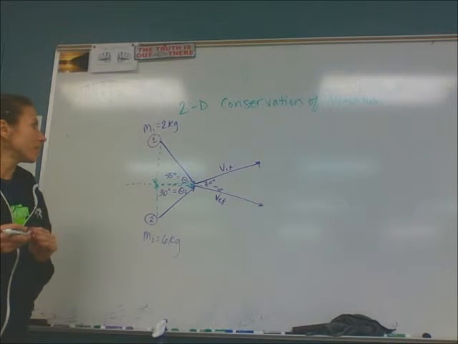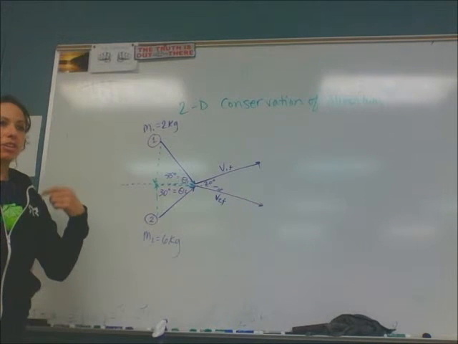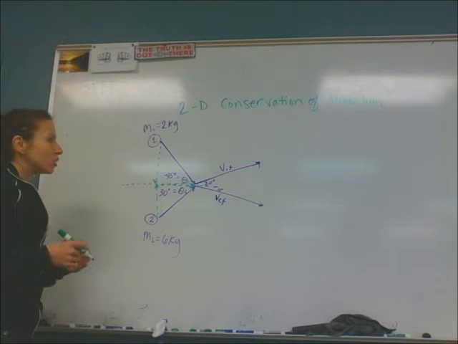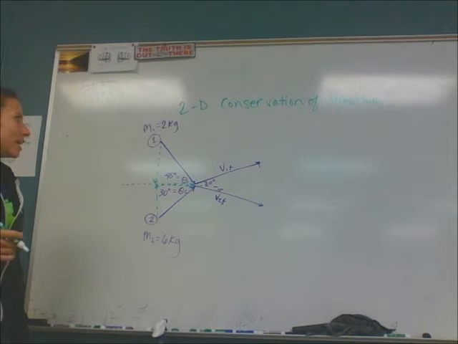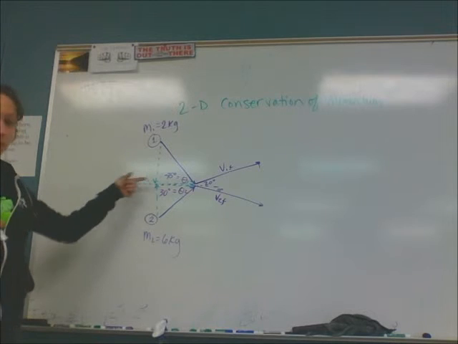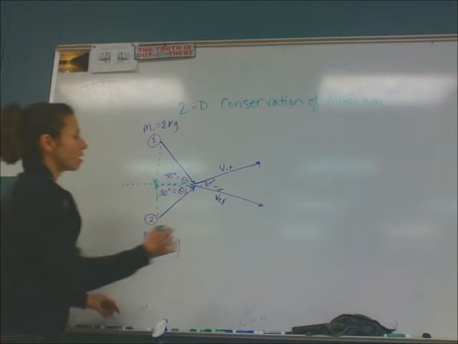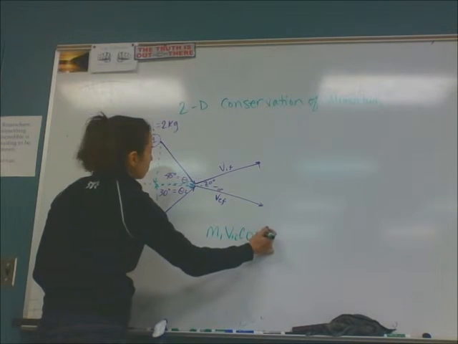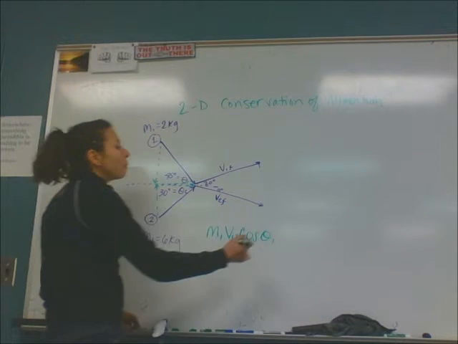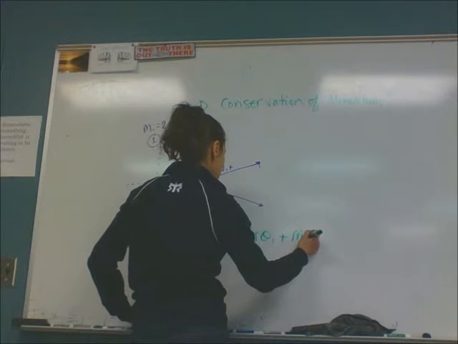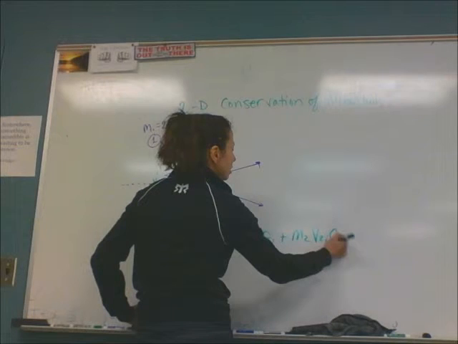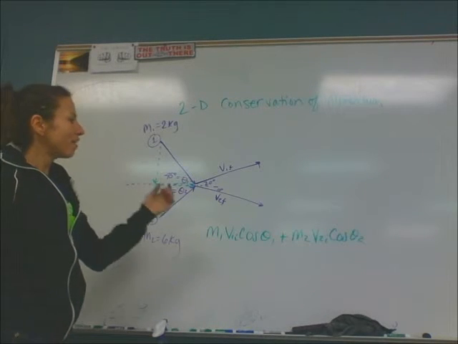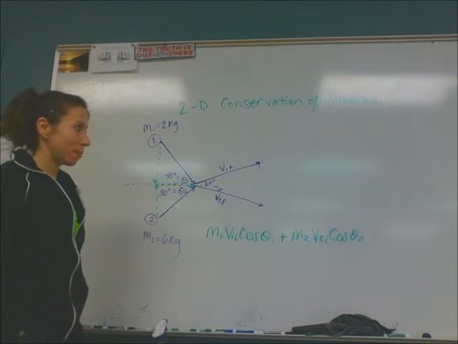So if I'm going to do my conservation of momentum in the x direction, they're both going to the right to start with. So it's going to be M1 times V1 initial times cosine of theta 1, which is 45 degrees, plus M2 times V2 initial times cosine of theta 2. They both have x components, but they're both moving to the right. This is my total x momentum to start with. My total x momentum to end with is going to be something similar, where I have to write things in terms of their angles, right?